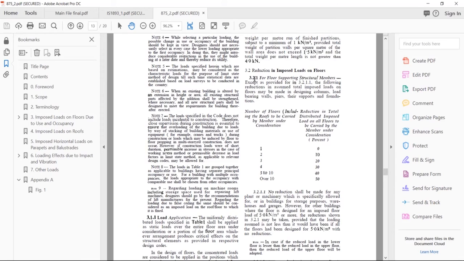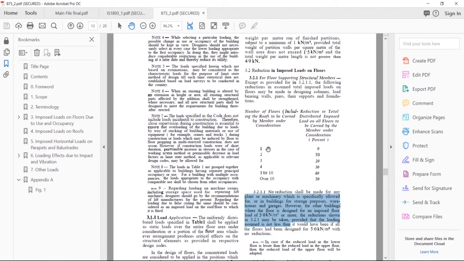Here if you go to clause number 3.2.1, it says that for floor supporting structural members, means the structural members that are supporting the floors, except as provided for in 3.2.1.1, the following reduction is assumed: total imposed loads on the floors may be made in designing the columns, load bearing walls, piers. Which means that in designing the columns and other members that are carrying the slab, there must be a reduction in the live load, and the reduction is given here.